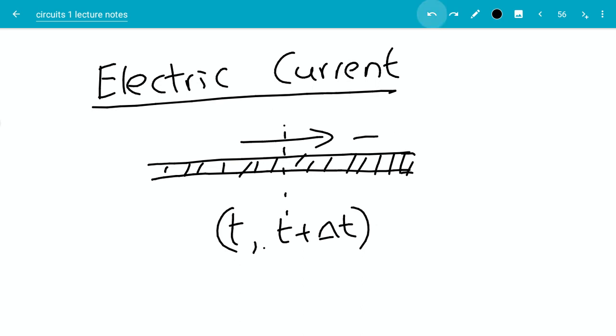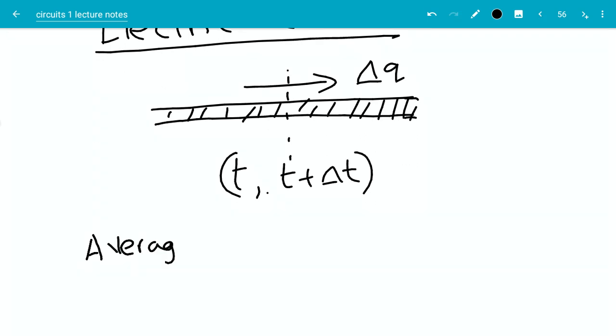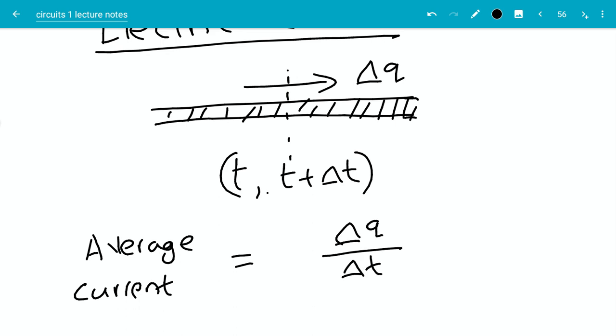Let me use small q. Then the average current in this time interval will be delta q divided by delta t. Note that it will also be a function of time, because the average current, the delta q, may change depending on the starting point of the interval. So in general, the average current in any given interval may be changing from time to time. But that's basically how you define current: the rate of flow of charge in any given direction.